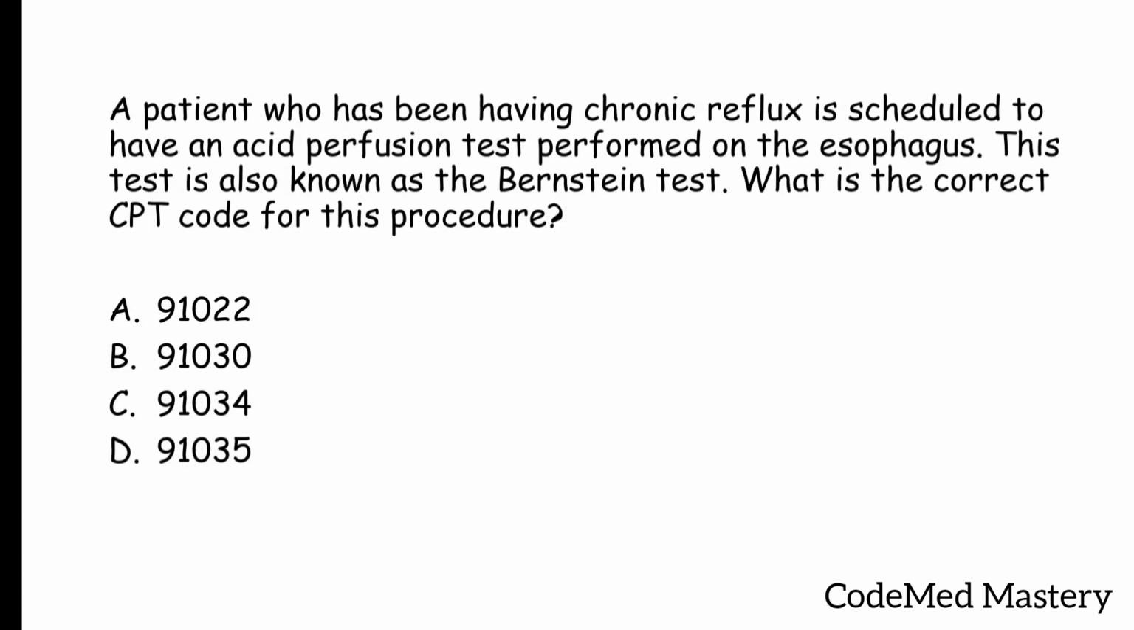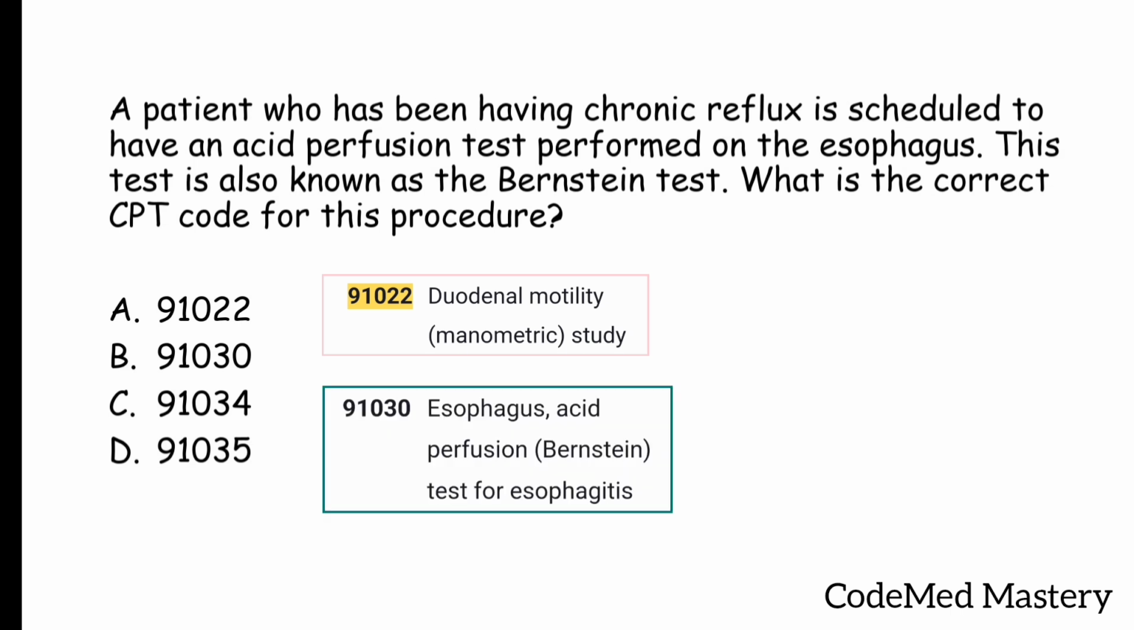Next question. A patient who has been having chronic reflux is scheduled to have an acid perfusion test performed on the esophagus. This test is also known as Bernstein test. What is the correct CPT code for this procedure? Check the options. Check option A 91022. It is for duodenal motility manometric study. Check option B 91030. It is for esophagus acid perfusion Bernstein test for esophagitis.